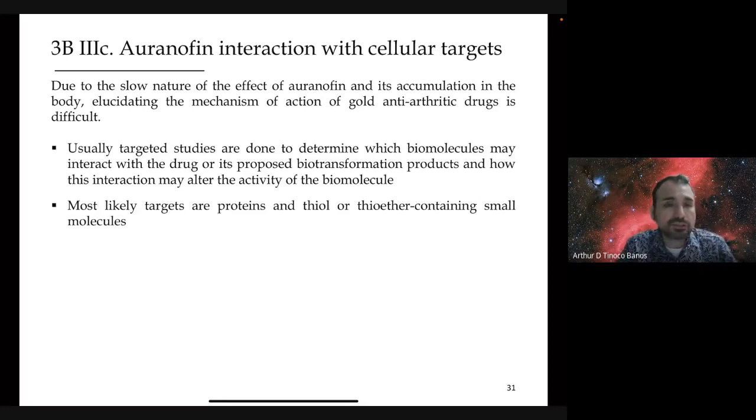As I mentioned previously, targeted approaches typically are that you take a molecule and see if it has any binding interaction with a certain metal. Those types of studies have been done to determine which biomolecules may interact with the drug or its proposed biotransformation products. Because as you can see, that compound does not remain quite stable. So really, it's possibly some of these biotransformed products that are a more important model of how that metal may actually localize, and how this interaction may alter the activity of the biomolecule. Most likely targets of the gold are proteins and thiol or thiol ether containing small molecules.